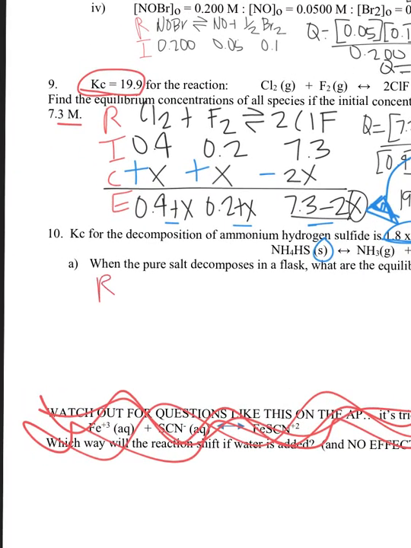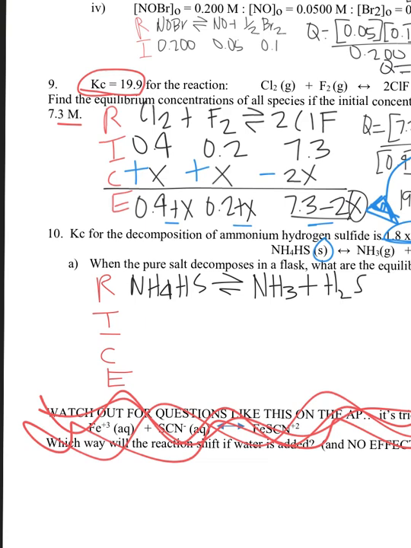So RICE. I'm going to rewrite my reaction. NH4HS, double arrow, NH3 plus H2S. Someone asked me yesterday, what do we do with the RICE table when we get a solid? This is so awesome when you get a solid because look what I get to do. Boom, boom. None of that even matters for that compound because it's a solid.